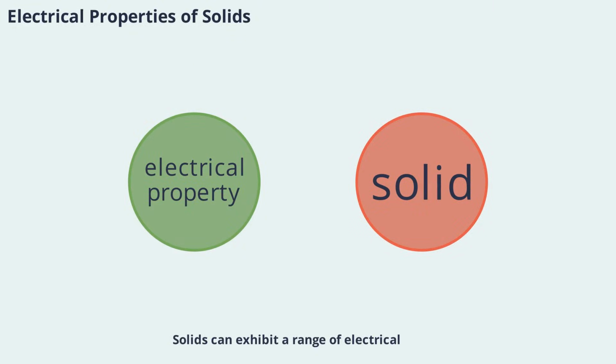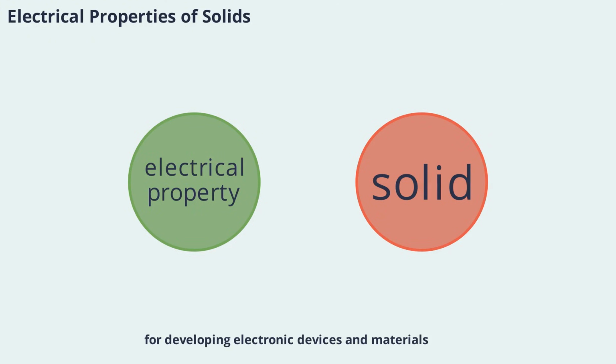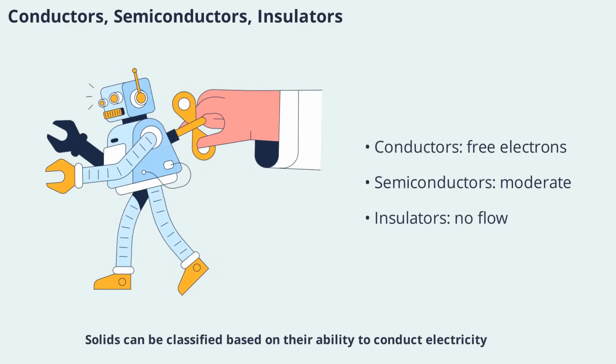Solids can exhibit a range of electrical properties depending on their structure and composition. Some solids conduct electricity easily while others do not. The arrangement of atoms and the presence of defects play a significant role in determining whether a solid is a conductor, semiconductor, or insulator. Understanding these properties is essential for developing electronic devices and materials. Solids can be classified based on their ability to conduct electricity.